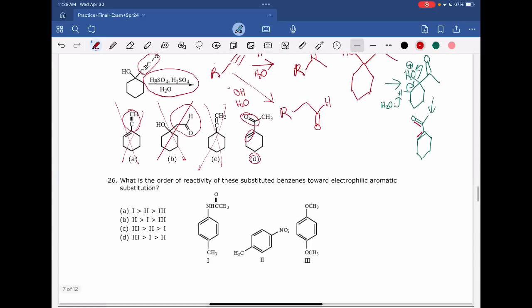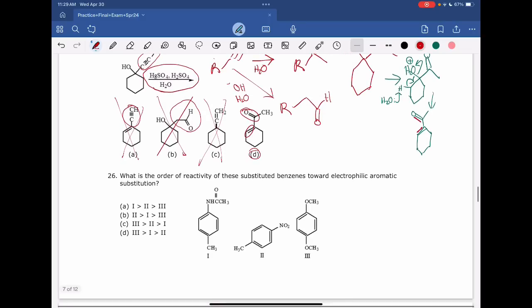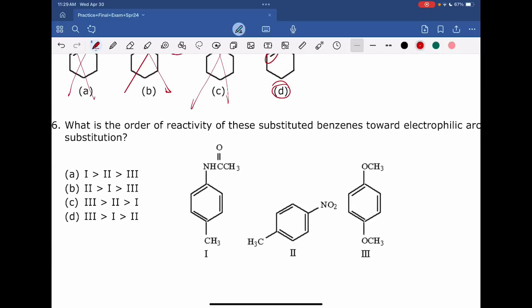What is the order of reactivity of these benzenes towards EAS? Okay, so which one's more activated, which one's more deactivated?